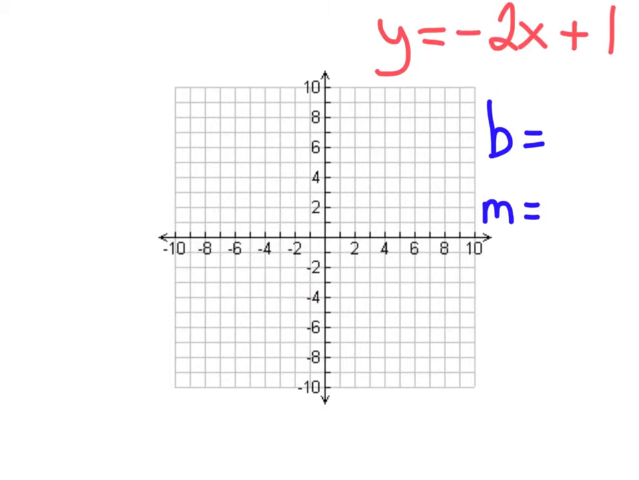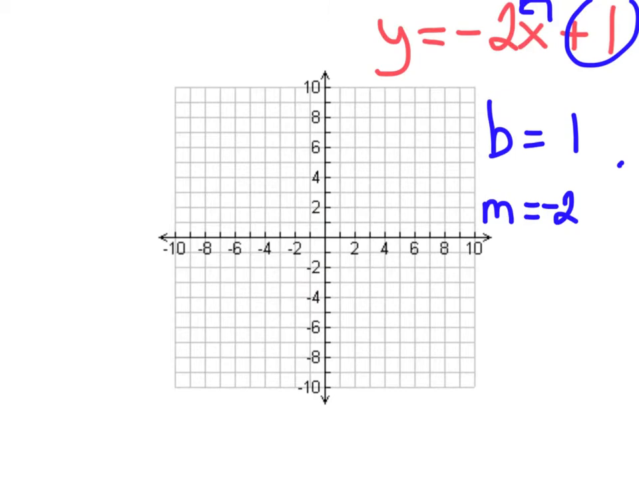So the number that's all by itself is a +1. And my slope is the number in front of my x. Now last time it was a fraction. This time it's just a -2. We always want to consider making slope a fraction. So how am I going to make -2 into a fraction?